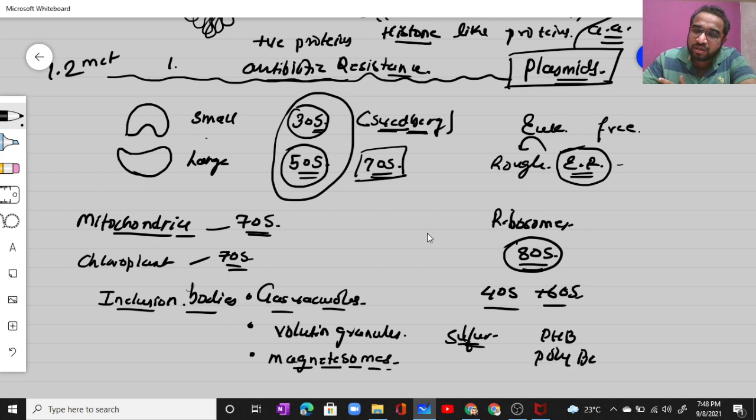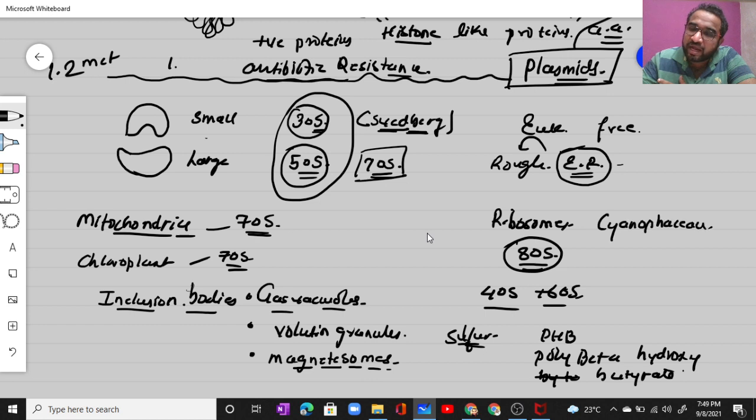poly beta hydroxybutyrate granules. These are some of the granules that are present. Then there are cyanophycin granules. Cyanobacteria have cyanophycin granules, inside which cyanophycin starch is stored. They also have glycogen granules, inside which glycogen is stored. So these are all about the inclusion bodies and the ribosomes that we have talked about.